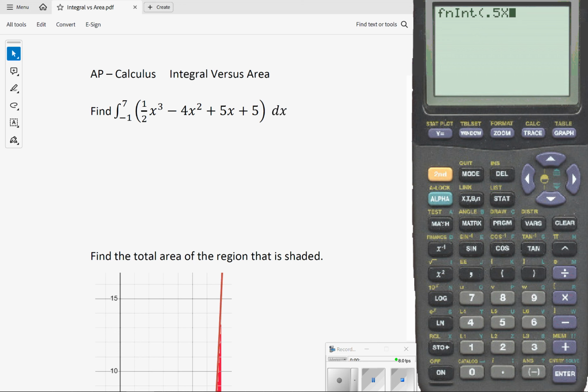You can find the third power under math and option 3, scroll down to 3, or you can just type in the number 3. So that's 0.5 or 1/2 x to the third minus 4x squared plus 5x plus 5, like that. Make sure you do a comma, the variable you're going to integrate, and then the lower limit, which is -1, comma, and the upper limit, which is 7. Make sure you close the parentheses, and that tells you it's going to be 1.333.